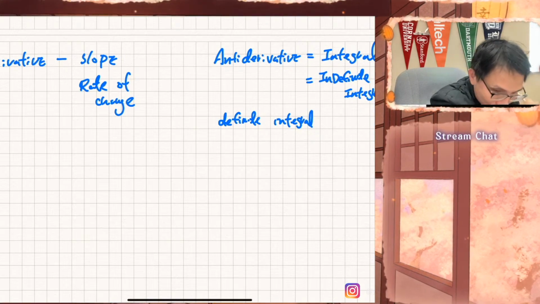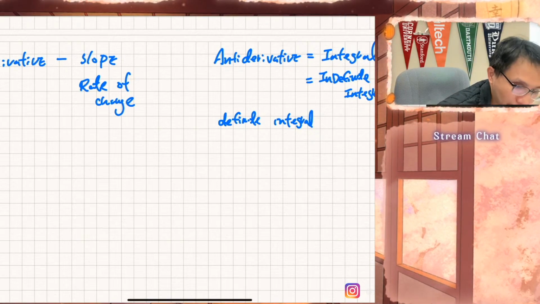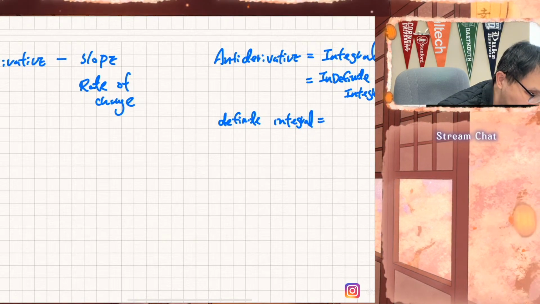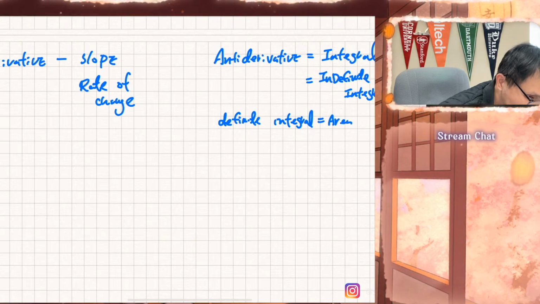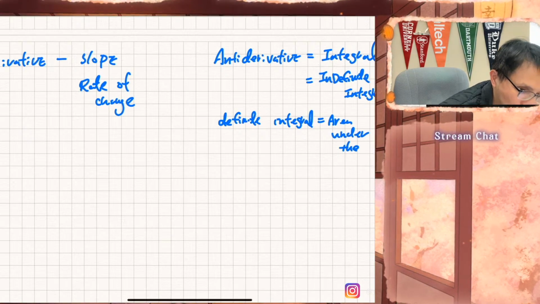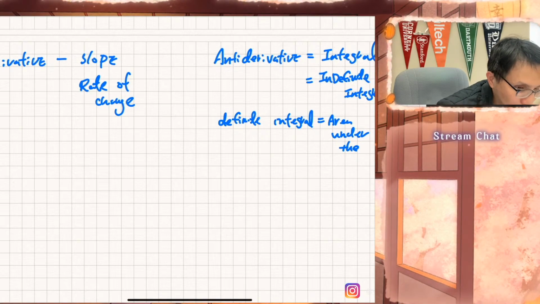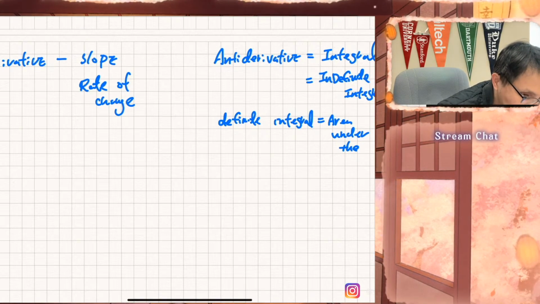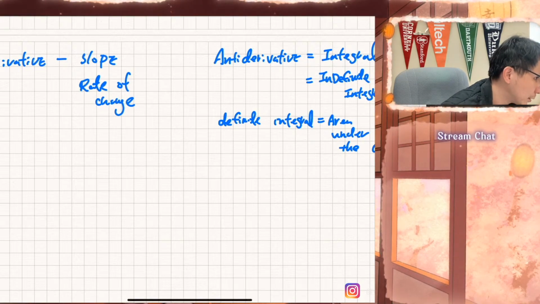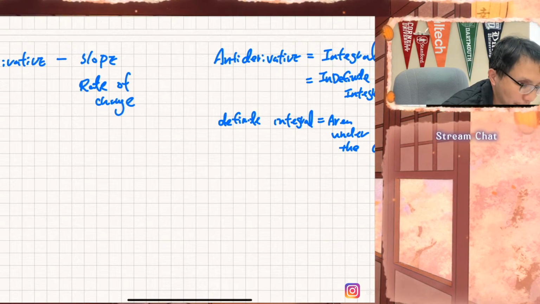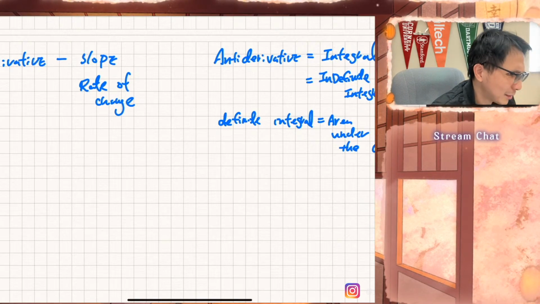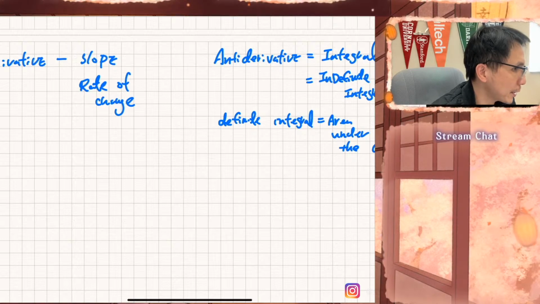Say integration. The definite integral is also known as the area under the curve. So instead of looking for slope, I'm looking for the area between the curve and the x-axis. Those are the arithmetic meaning of the integral. But we have some problems that we're going to foresee.